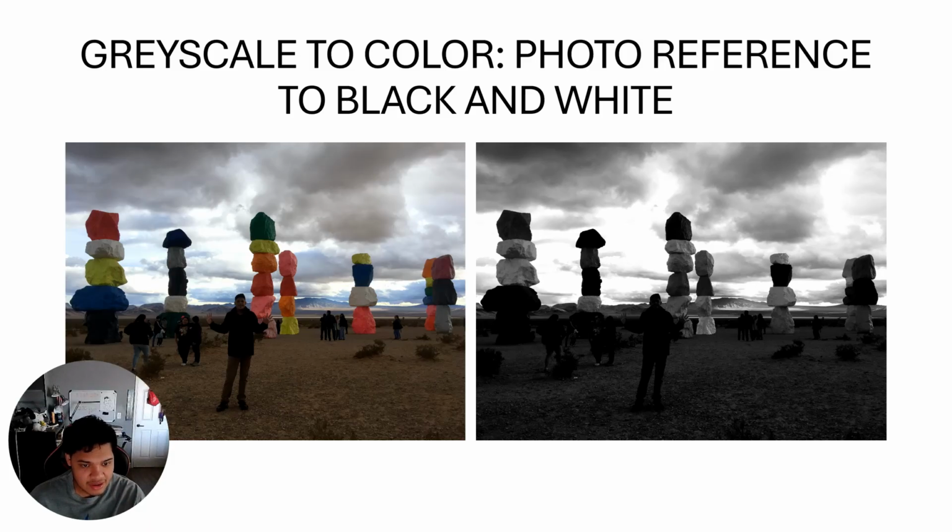Next up is the grayscale to color. Here's my photo reference of the whole Seven Magic Mountains, which was built in 2016. And here's my original picture, and on the website is when I change it to black, white, and gray.